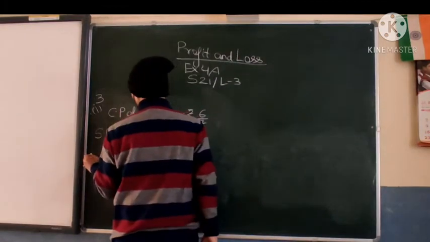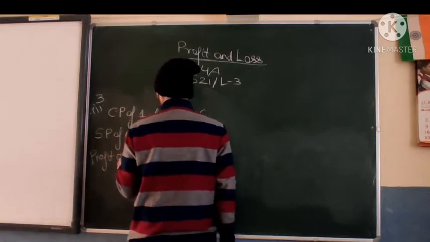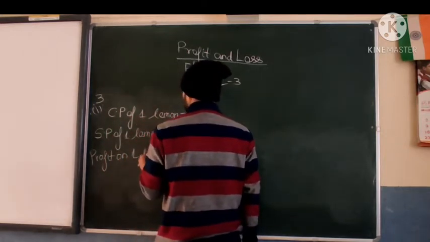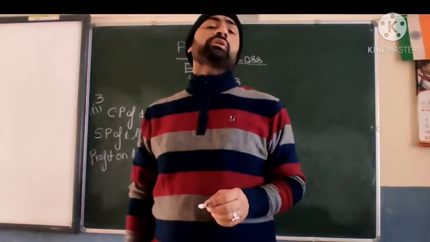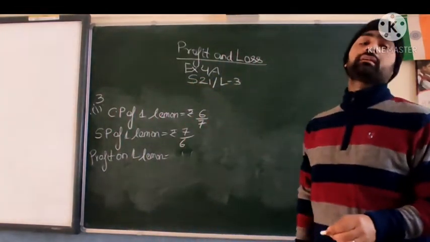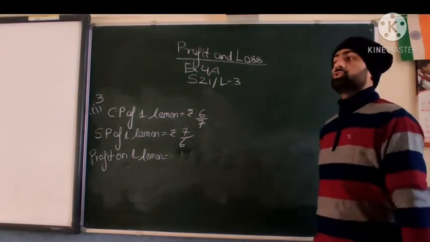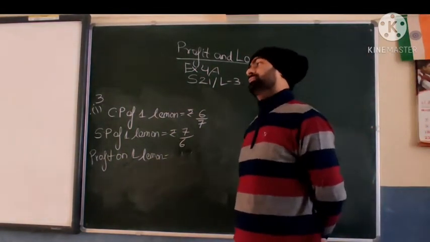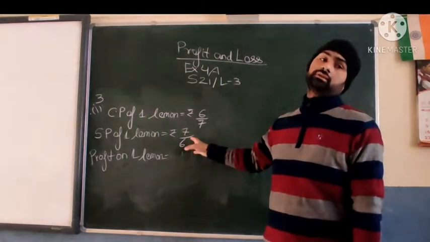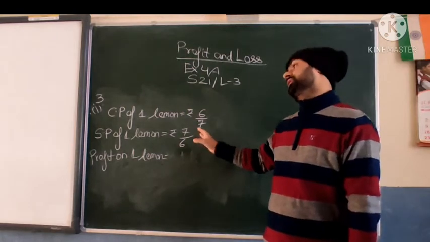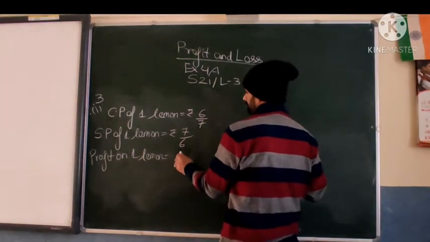So we write this profit on 1 lemon. See children, some places it might not be given to you whether there is a profit or loss. So you have to judge there, at times. But here clearly you can find that SP is an improper fraction, more than 1, so SP will be more. So profit on 1 lemon is how much?